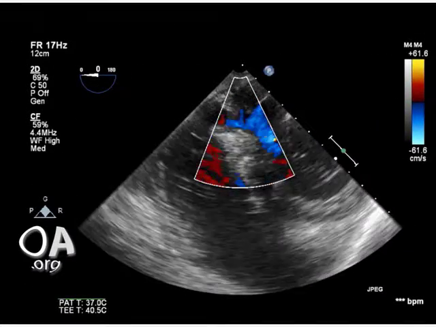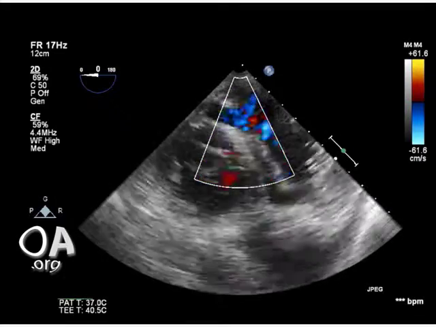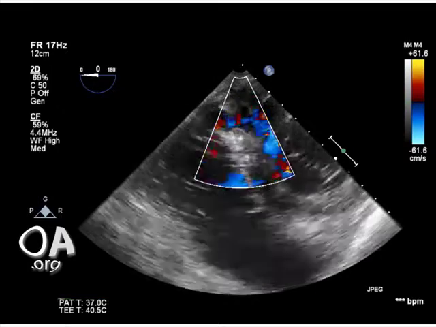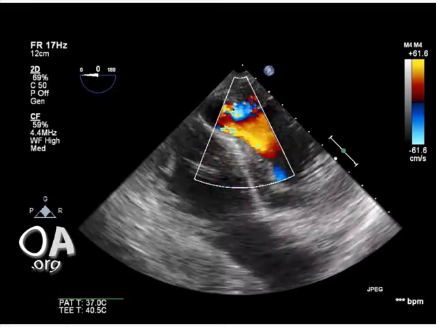This is the transgastric basal view of the left ventricle, this time with color flow Doppler used to illustrate the flow of blood through the ventricular septal defect from left to right ventricles.